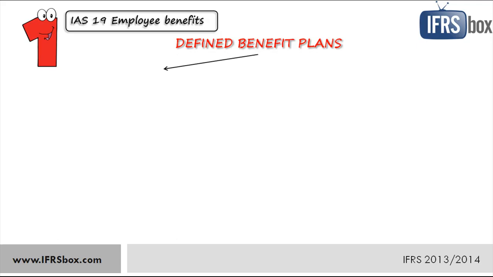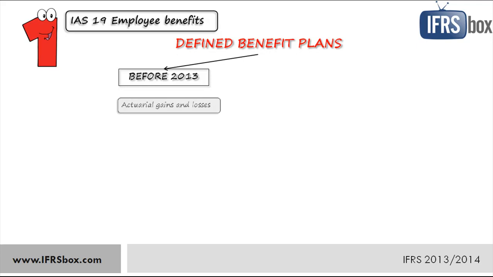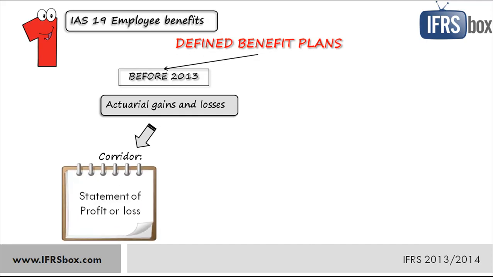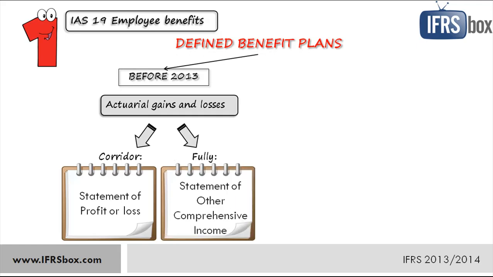Well, before the amendment, these differences were actuarial gains or losses, and basically, you could apply so-called corridor method. Well, what that means is that if the accumulated unrecognized actuarial gains or losses exceeded 10% of the greater of the defined benefit obligation or the fair value of plan assets, a portion of that net gain or loss is required to be recognized immediately as income or expense in profit or loss. Well, later, the option to recognize actuarial gains or losses to other comprehensive income in full was added.